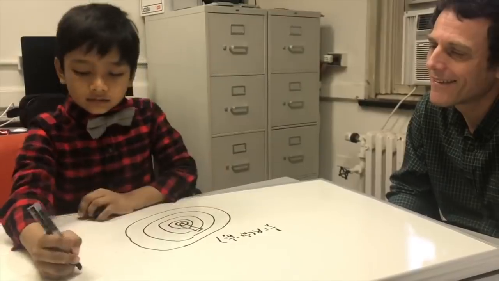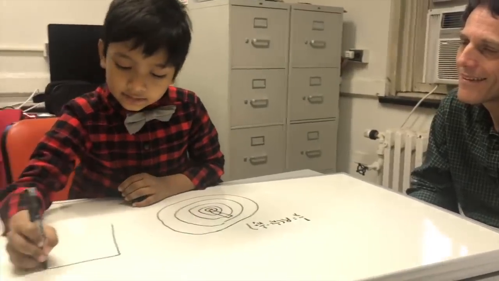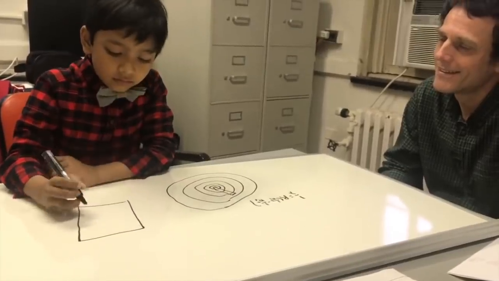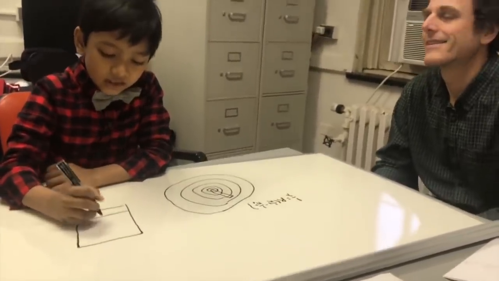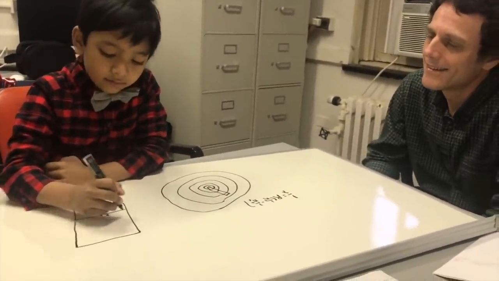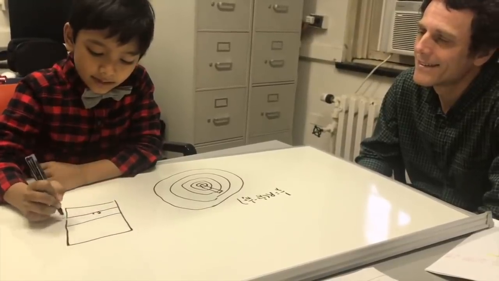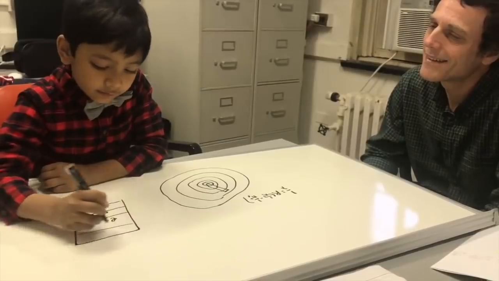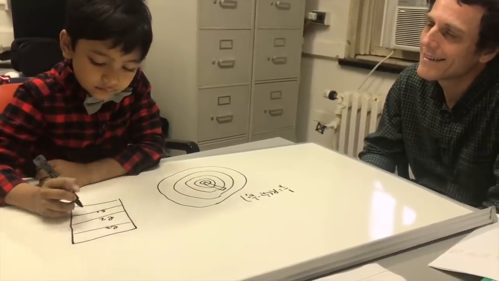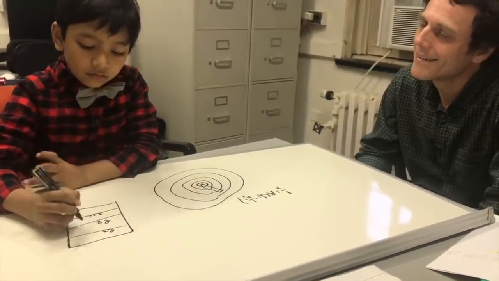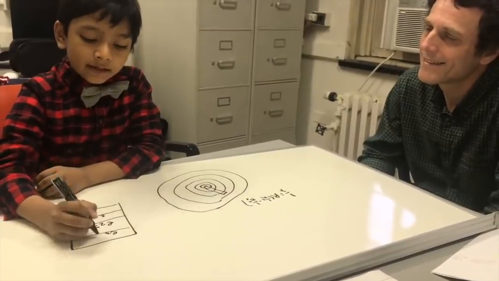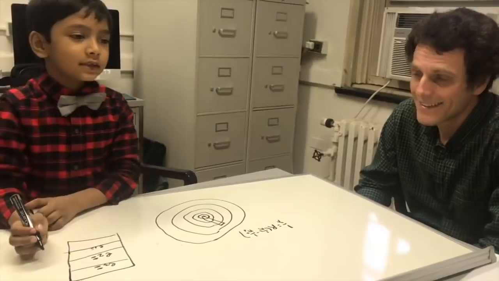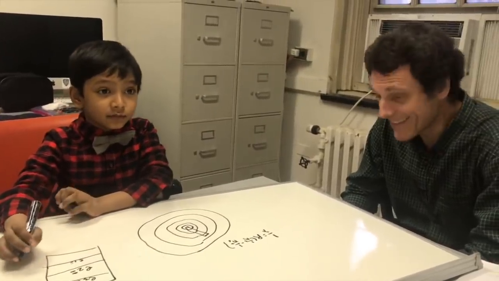So, let's see. Let's draw a Bohr model. This is E1, so this is n1, this is n2, and this is n3. So you might be asking, how do we find E1, E2, or E3? That's exactly what I'm asking.